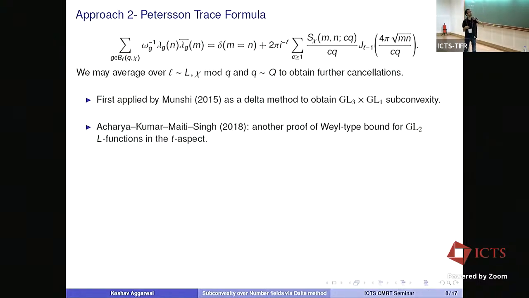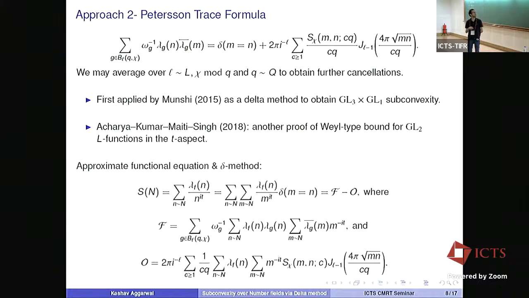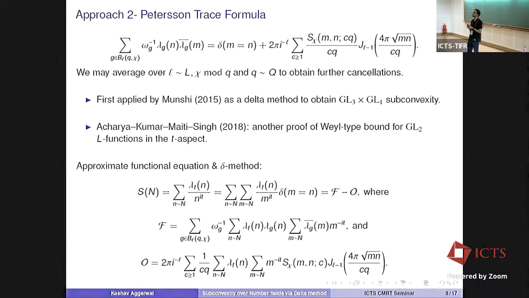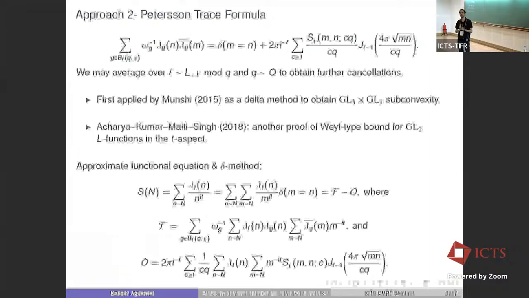All right. So I'm going to tell you guys about this work of Acharya, Kumar, Mathi, and Singh. They use this Petersson trace formula as a delta symbol, inspired by the work of Ritabrata Munshi for GL3 cross GL1. And they looked at this for GL2 L functions. So they fixed this form and they looked at the t aspect bound. I'm telling you all of this over the rational numbers because that's much easier notation. And then I will try to give you some motivation that yes, it does work over number fields.